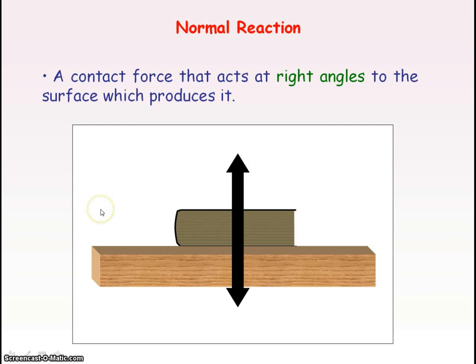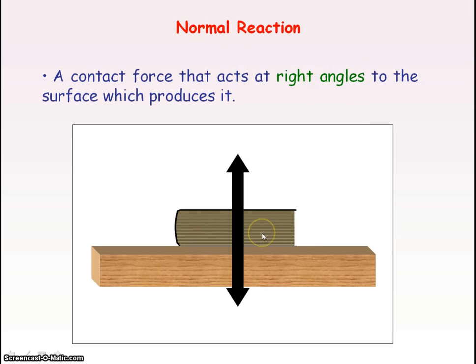A normal reaction force is the force one surface exerts on another surface which is in contact, and this force acts perpendicular to the surface, and so that's why it's called a normal reaction. Normal meaning perpendicular.